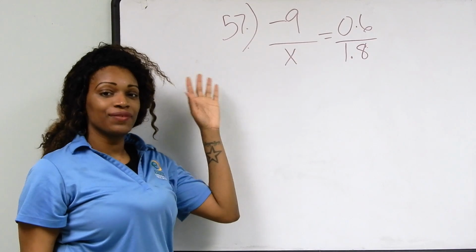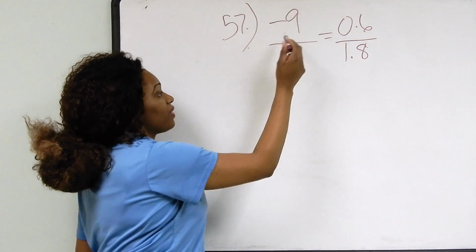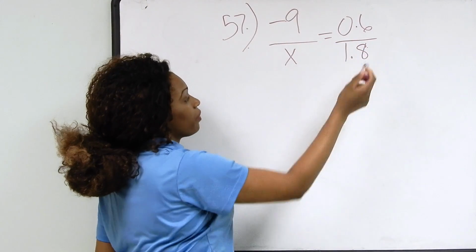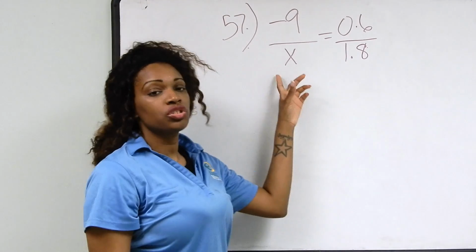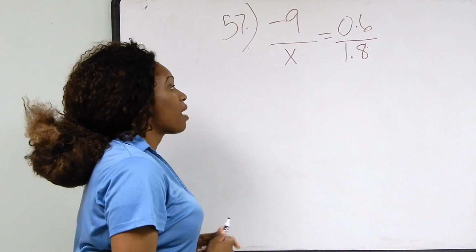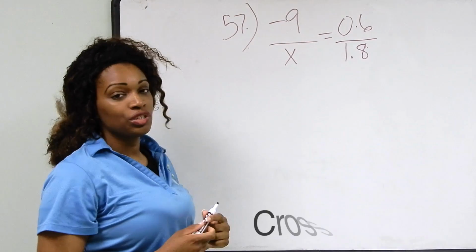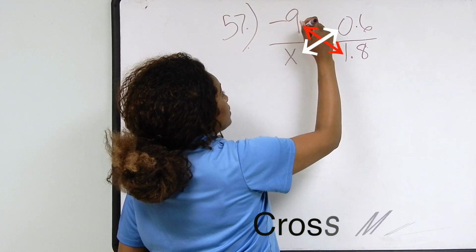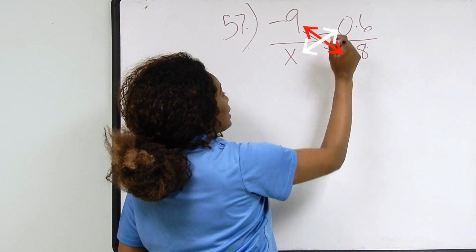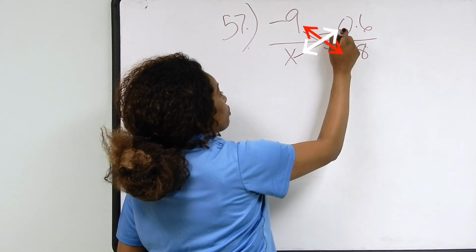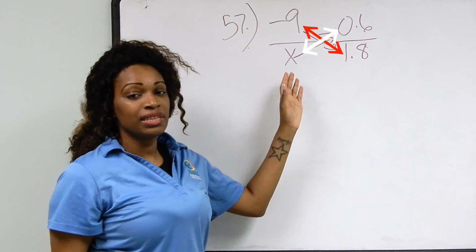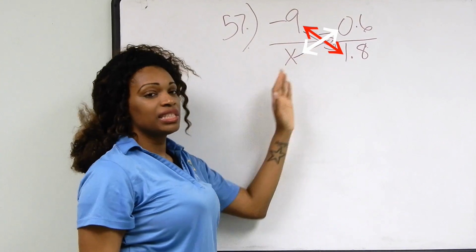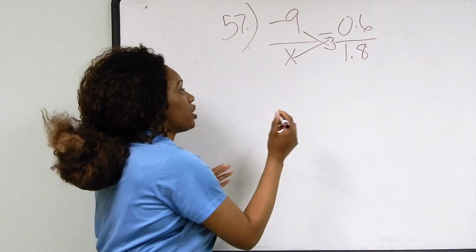Number 27 on the Math 086 final review, we have negative 9 over x equals 0.6 over 1.8. And we simply try to solve for the value of x. In order to do that, the first thing that I would do is cross multiply. So I would multiply negative 9 times 1.8 and x times 0.6. When you cross multiply, what happens is that these expressions now become equal to each other.